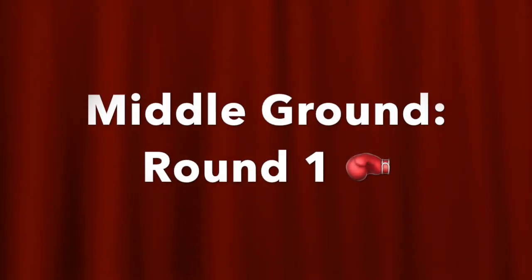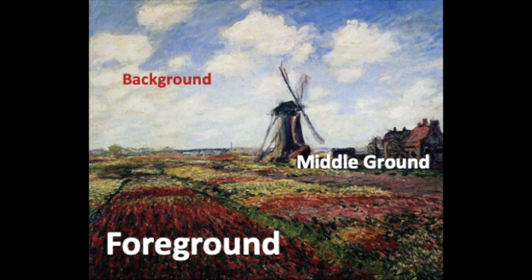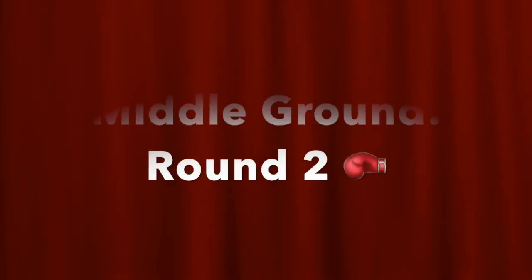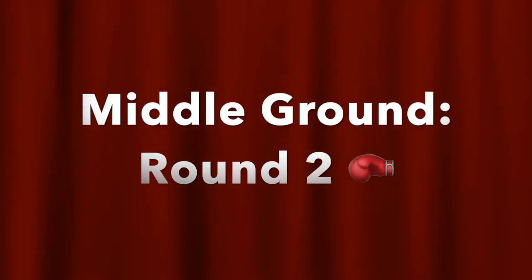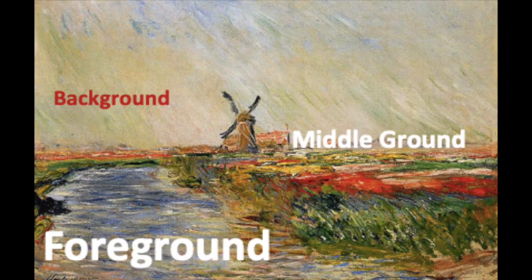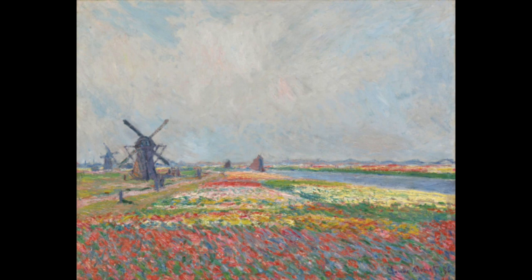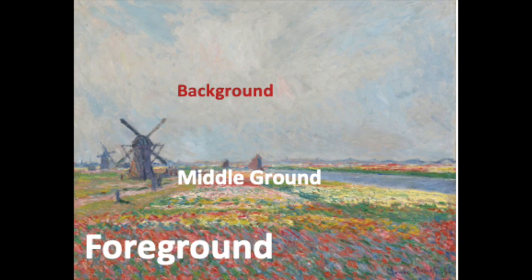Let's play a little game to see if you can find the middle ground. Round one. Where do you think the middle ground is in this Claude Monet painting? Nice work. The middle ground is kind of where those houses are. Round two. Where do you think the middle ground is in this tulip painting by Claude Monet? Great. Middle ground is kind of where the horizon line is. Round three. Where do you think the middle ground is in this Claude Monet painting? Good job! The middle ground is kind of where the windmill is.